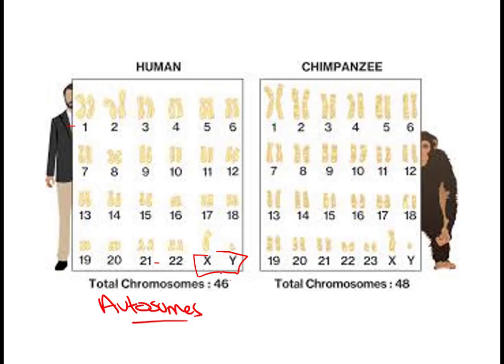Every organism has a different number of chromosomes. So for example, chimpanzee, which is pretty closely related to humans, but chimps have 24 sets of chromosomes. They have an extra set. 1 through 23 are their autosomes, and then the 24th set is their sex chromosome. So while humans have 46 total, chimps have 48 total chromosomes.